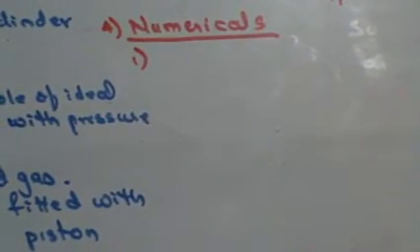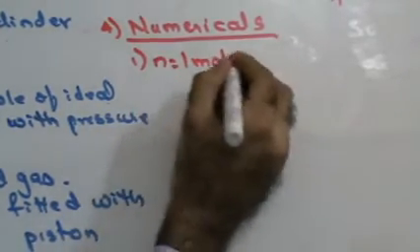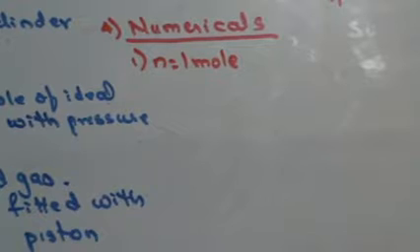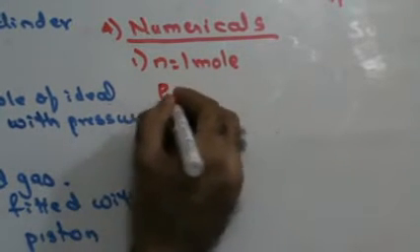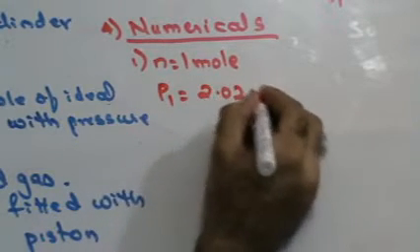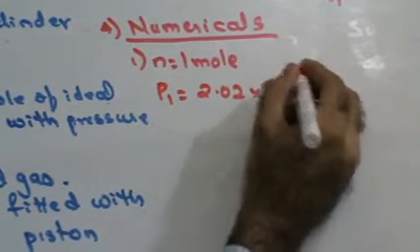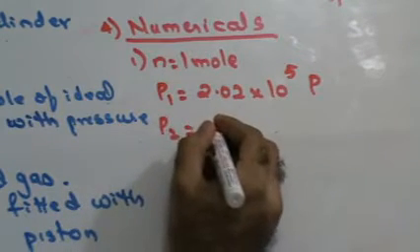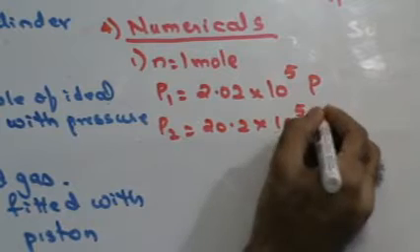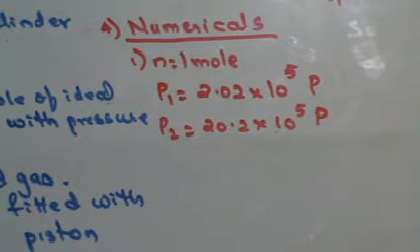Calculate the work done when 1 mole of an ideal gas is compressed isothermally and reversibly from 2.02 into 10 raised to 5 pascals to 20.2 into 10 raised to 5 pascals.